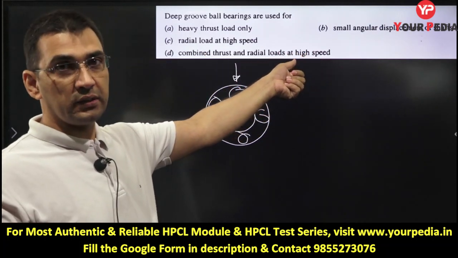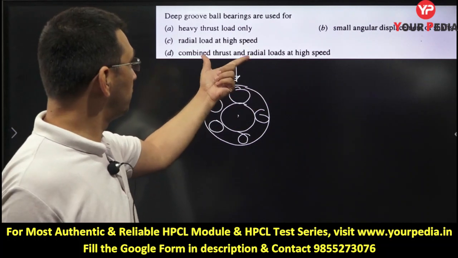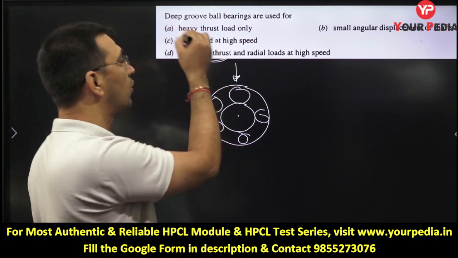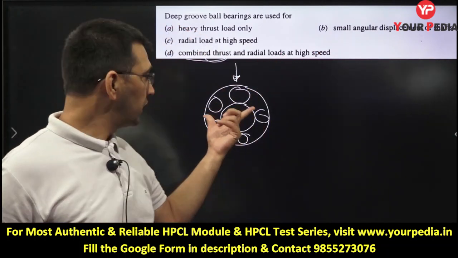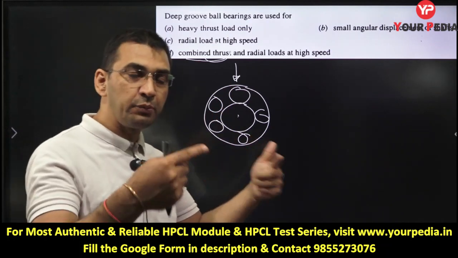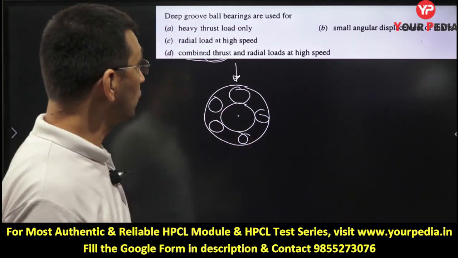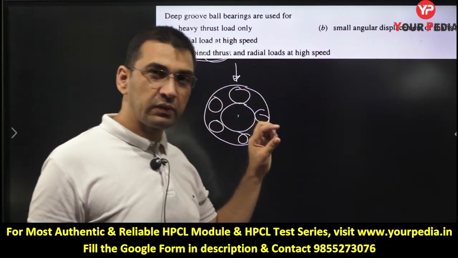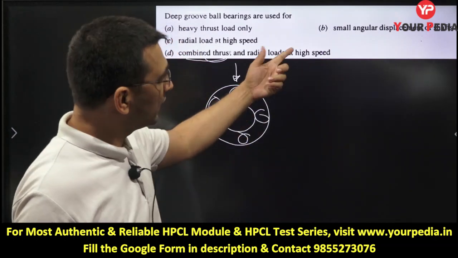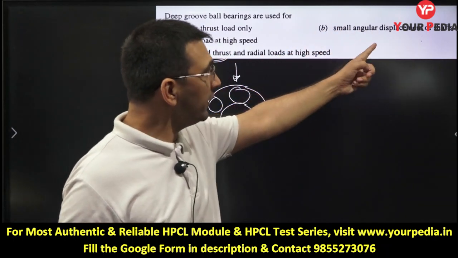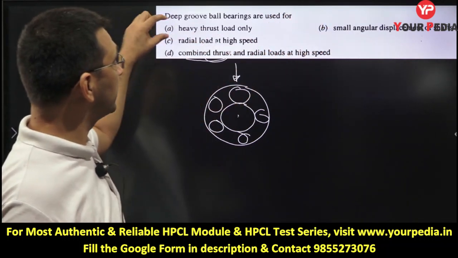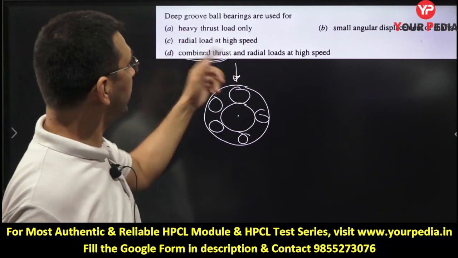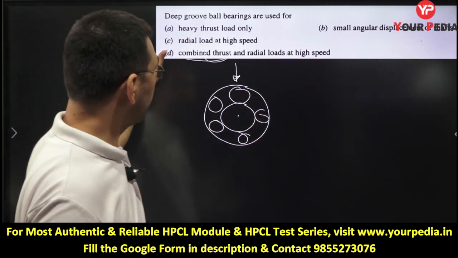Now the most appropriate answer is going to be this, because not only can it carry the radial loads, it can also carry the thrust load. And high speed, obviously, because they have point contact, so they can be operated at higher speeds also. That is why I said even a very small angular displacement can take place, but that is not a very appropriate statement. But anyway, if you have a doubt, just see the other statement also. When you see this statement, you will come to know, oh, this is also correct. So which one is the most correct out of all these? This is the most correct. That is how you have to see.